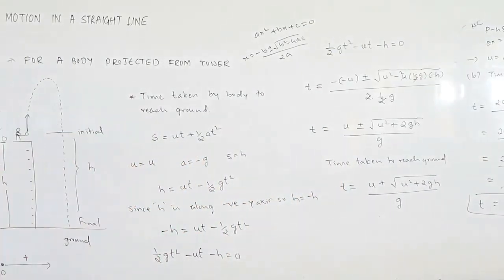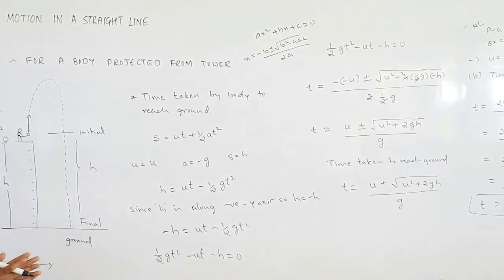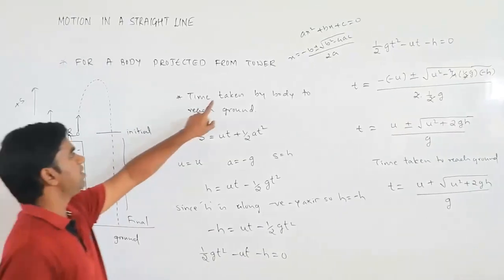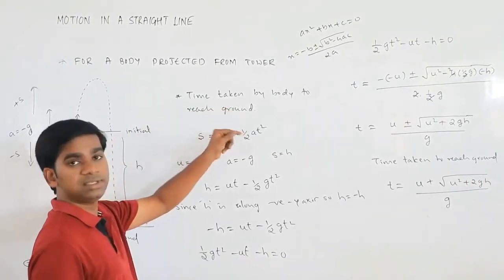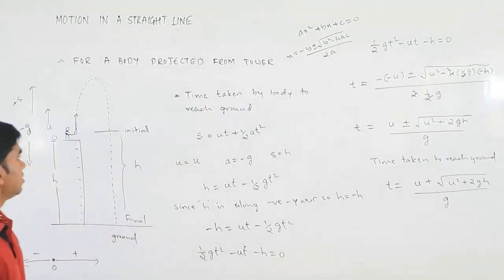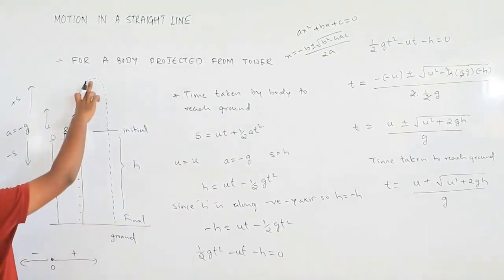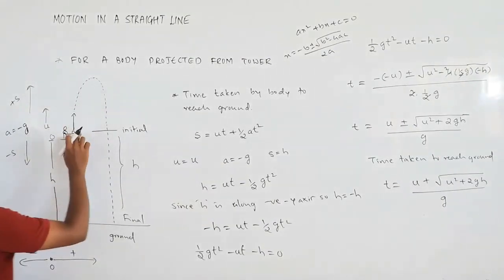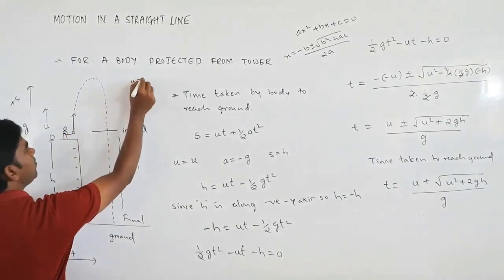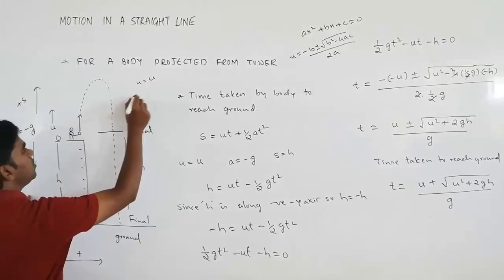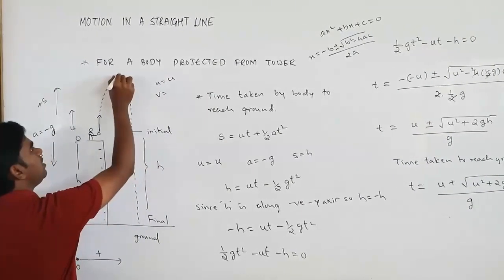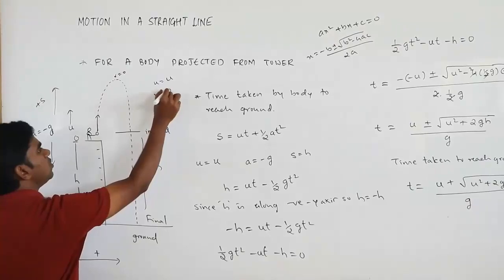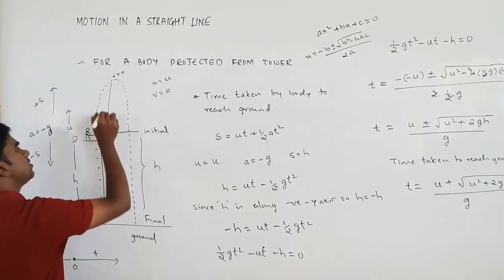Okay. Then apart from these things, what else they can ask? This is one parameter, time taken by body to reach the ground. What else they can ask? They may ask what is the maximum height it will reach. Okay, if you want to calculate this height, what you have to do, you know the u value. So u is, you can take it as u. So v equals to what? Here v is going to be 0. So you can calculate this distance.